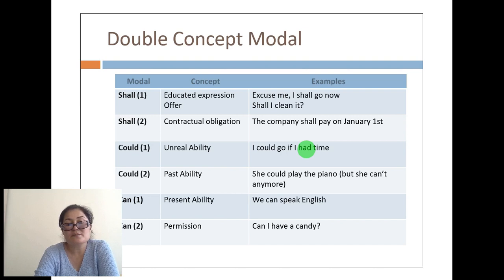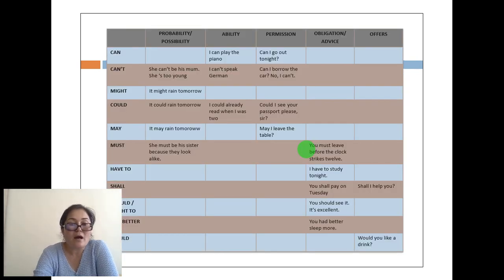Can expresses present ability or permission. We can speak English, it is present ability. Can I have a candy? It is permission. Now, can expresses probability, possibility, ability, permission, but not obligation, advice or offers.